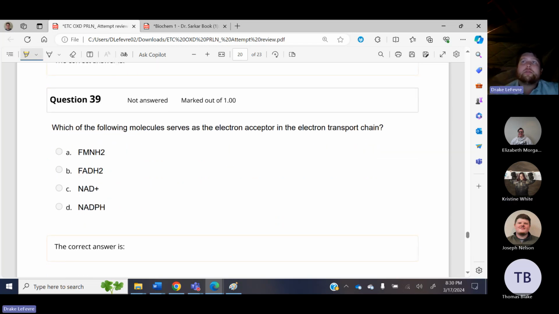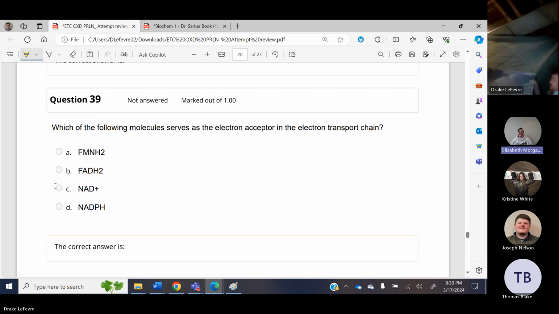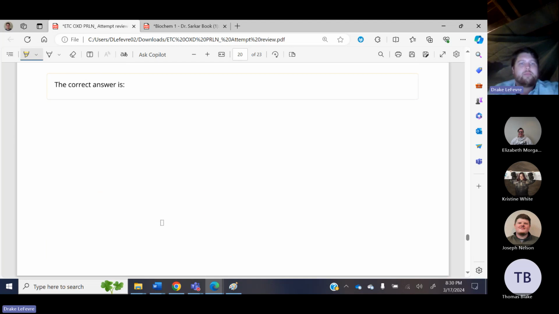Which of the following molecules serves as the electron acceptor in the electron transport chain? I think we already had this exact same question. Yeah, I think we did. NAD plus. Because it's the only one that can accept electrons.